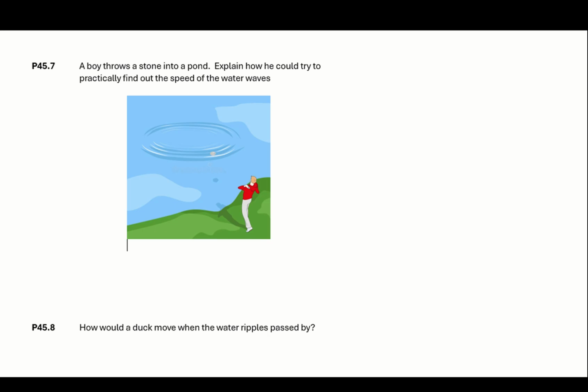Okay, next part. You're going to love this. This is the same speed equation, except rather than a ramp, we've got a boy chucking rocks into a pond. So a boy throws a stone into the pond. Explain how we could try to practically find out the speed of the water waves. I need a ruler and a stop clock. There we go, and we're away.